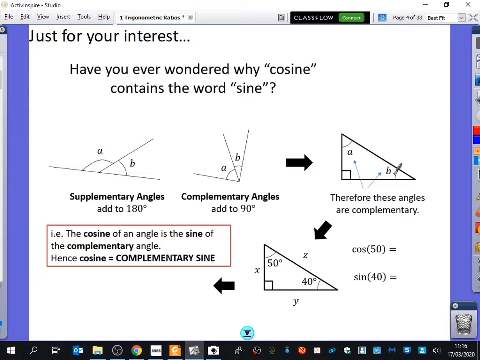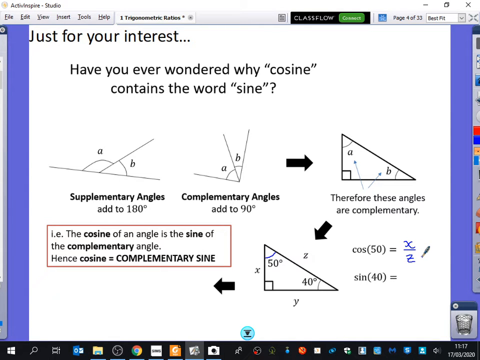The reason we call it the cosine is to do with this information that we've written down here. If I was going to work out the cosine of 50, looking at this diagram, the cosine is the adjacent over the hypotenuse. What is the adjacent over the hypotenuse for the 50? It's just x, the adjacent, divided by z, the hypotenuse.